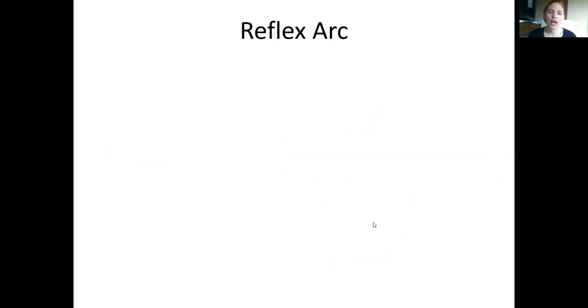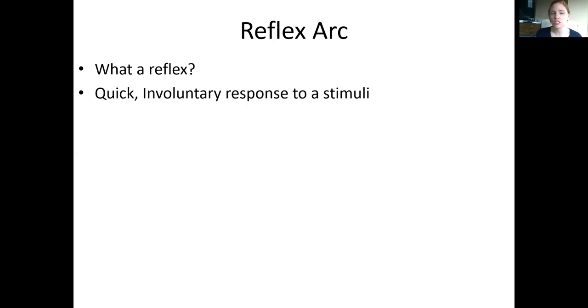And so we can look at a reflex arc. So what is a reflex? Generally, when people think reflex, they think of a quick response. And the reason it's a quick involuntary response is because it's a very simplified version of what we already looked at. We're going to take sensory information in, and then that's going to create an immediate reaction. So we have a motor response out.